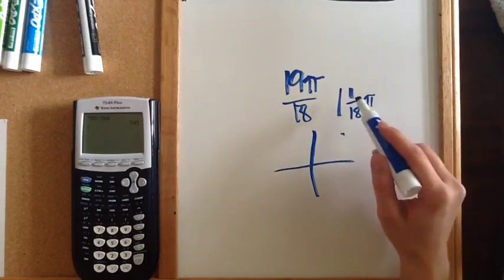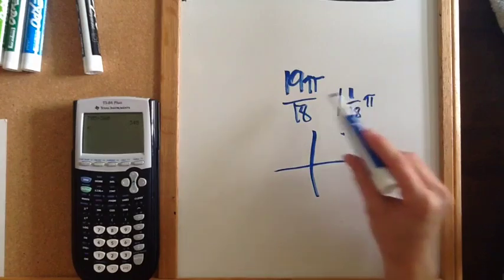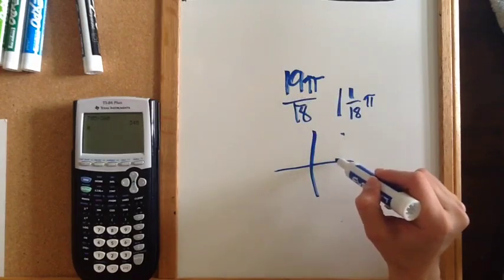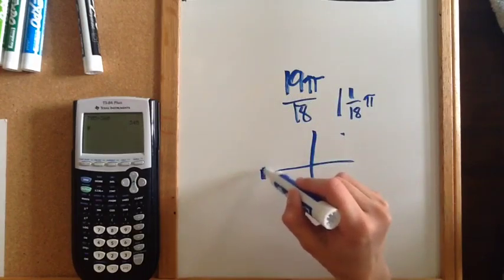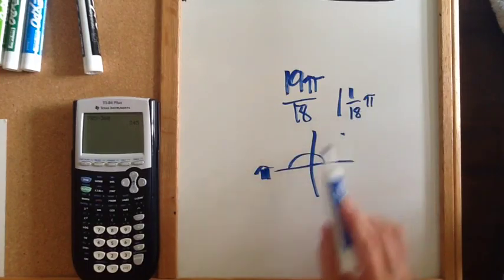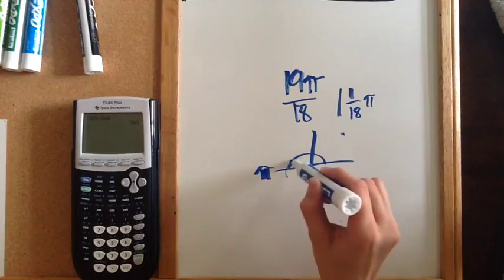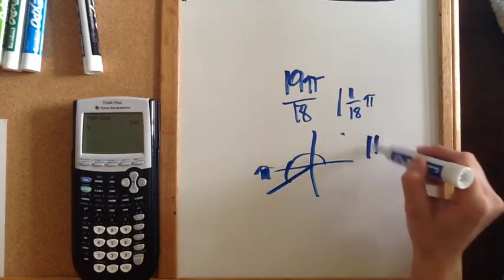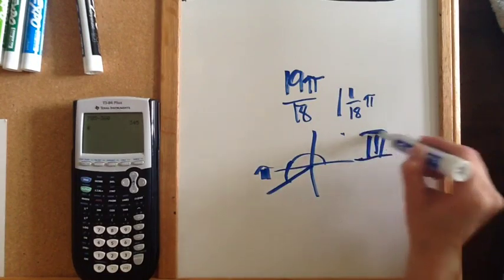But this is what I think when I go to draw. Since it's positive, I'm going to go counterclockwise like we did with degrees. This is 1 pi, so I'm going to go to 1 pi, and then I'm going to go a little bit past that. So that puts this into quadrant 3.